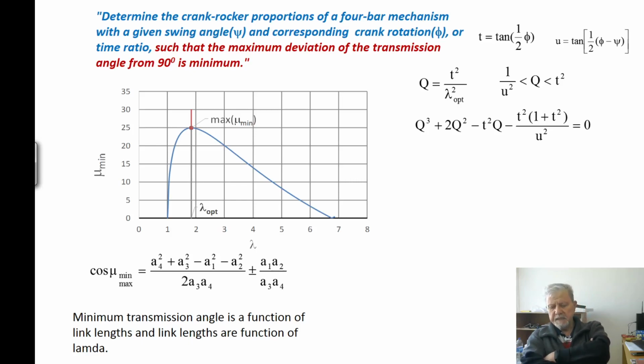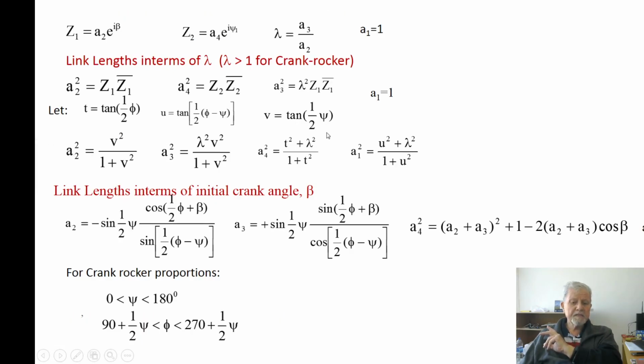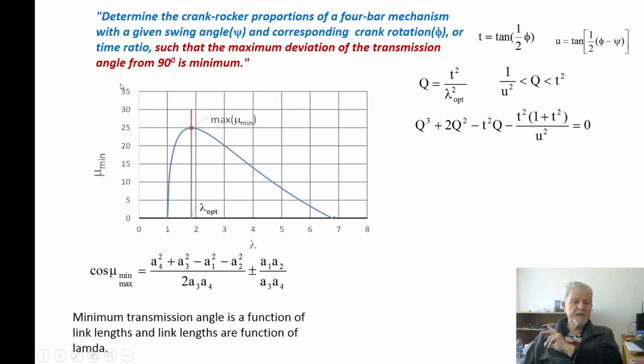It was Primrose and Freudenstein who came up with another solution. What you do is, it is not that easy, I'll say. You see, we have all these link lengths expressed in terms of, let me go to the previous one, all the link lengths are expressed in terms of lambda, u, v, okay, like this. So what you do is, you plug in those values of A4, A3, A1, A2 into this equation and take the derivative to determine the minimum and then maximum.